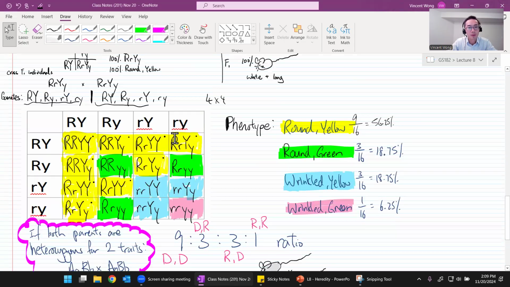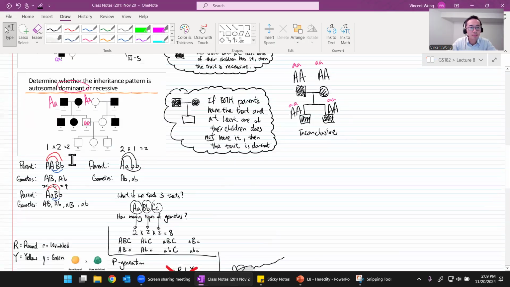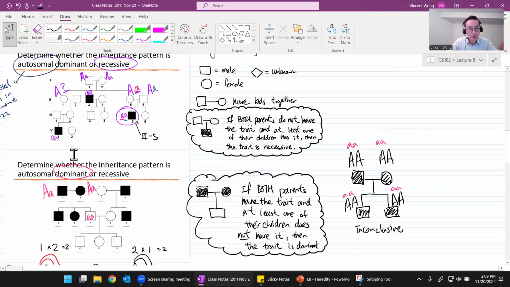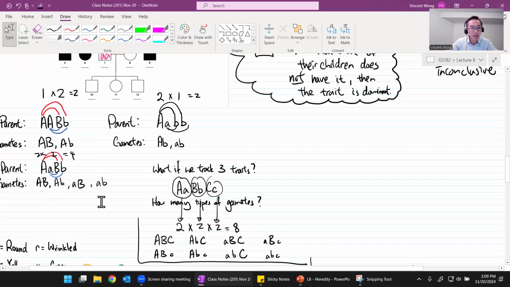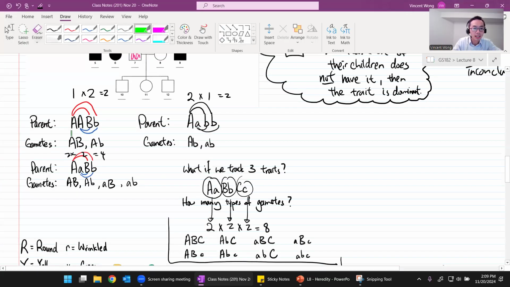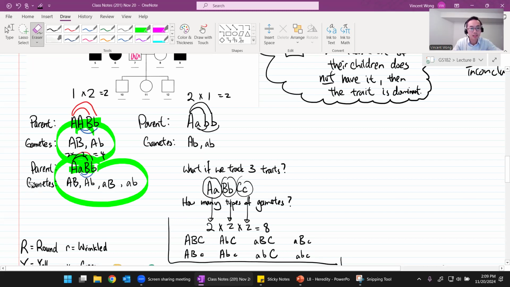Yeah. So over here, we're going to talk more about this next time. But let's say in another situation, if we cross this parent with this parent, then the Punnett square will only be 2 by 4, right? There will only be 8 slots in the table, because there's only two gametes with four gametes. So it's not always 4 by 4. It's only 4 by 4 if both parents are heterozygous.